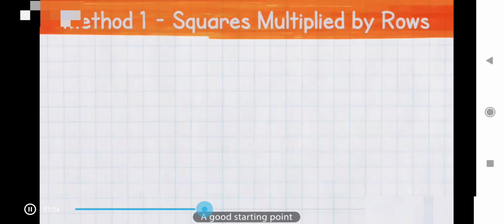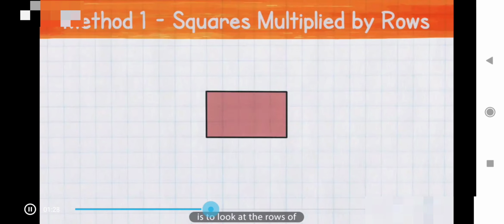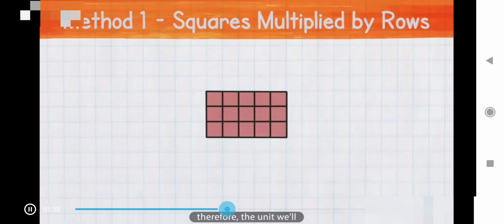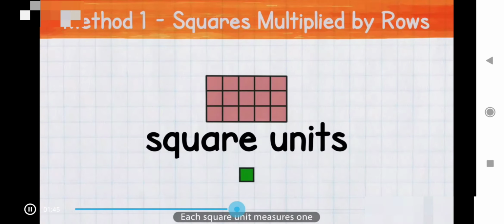Method number 1. A good starting point for measuring the area of a rectangle is to look at the rows of squares within the shape. Let's see this in action. As you can see, this rectangle has squares inside. Therefore, the unit we will be using to measure area will be square units. Each square unit measures 1 centimeter by 1 centimeter.